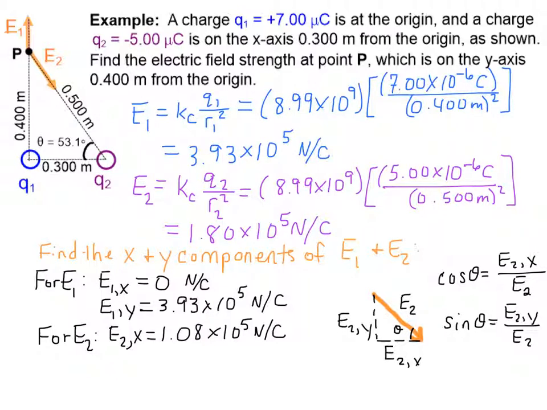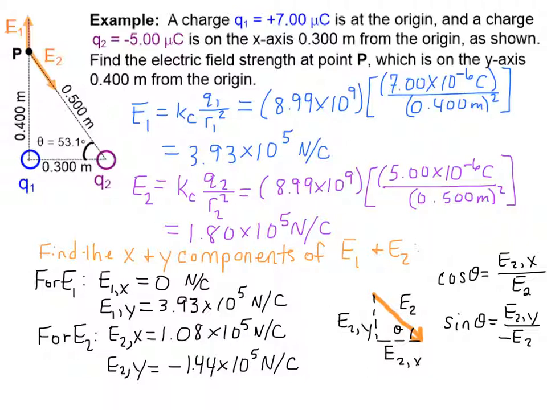I'm going to do the same thing for sine of theta. Plug in the value of 53.1 degrees here. In this case, my electric field is going to have a negative value. So I'm going to plug in a negative 1.80 times 10 to the 5th. And my answer will be a negative value. That makes sense because the y component is pointing down in a negative direction.